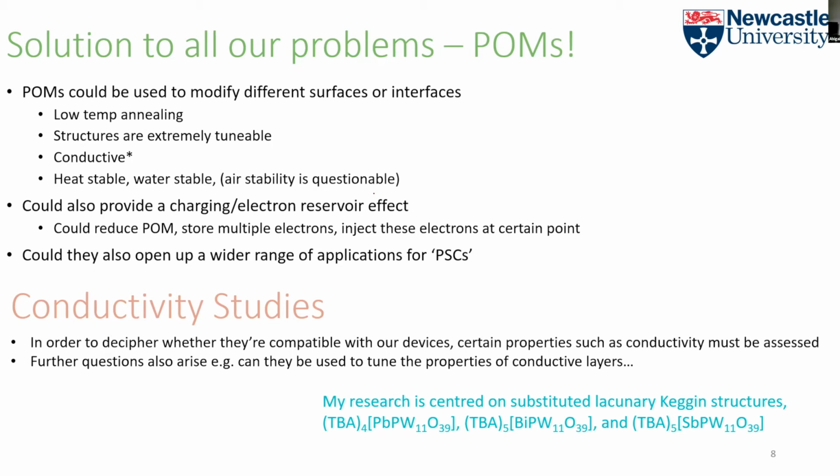So my research is centered on the substituted Keggin structures. By that, I mean I've taken off a tungsten oxide and put in a lead, a bismuth, and an antimony. These were chosen because you could source these from waste products in theory, and these are used generally in perovskite solar cells anyway, so it seems fitting that they might work.